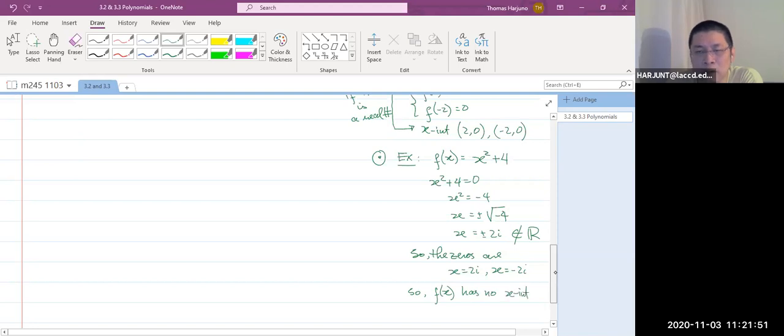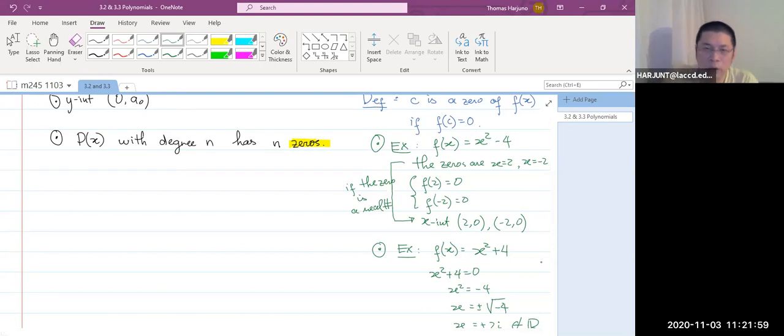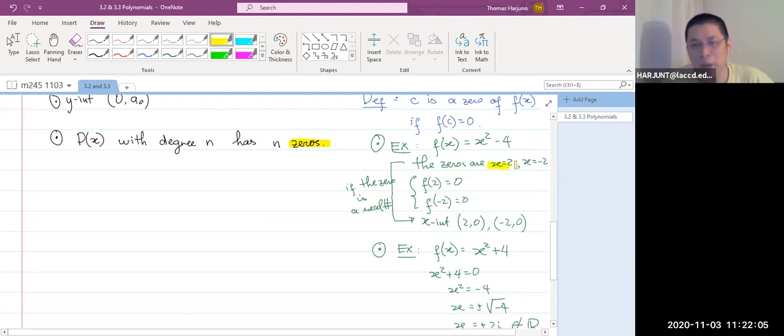Okay, so we can say that a zero is very closely related to x-intercept, but not all zeros will become x-intercepts. When we say the zeros, we say x equals something, x equals something. It's different from x-intercept. When you write x-intercept, it has to be in coordinate form. When we say zeros, you don't need to.